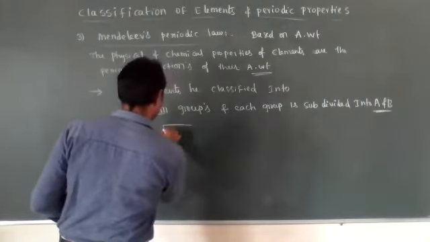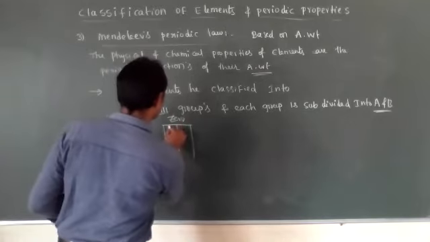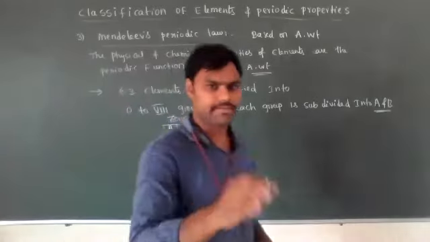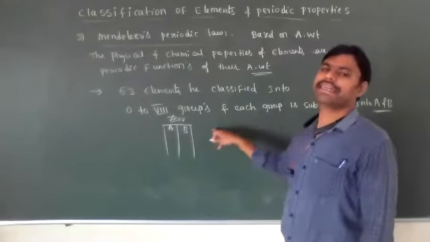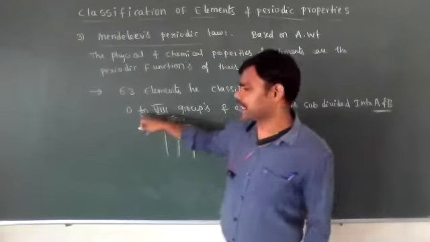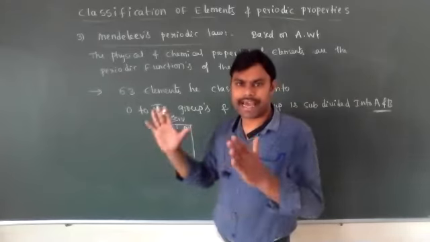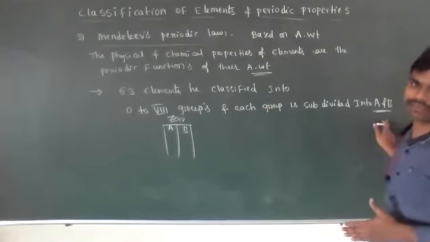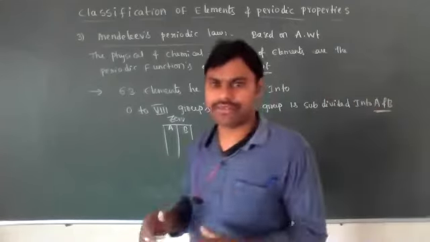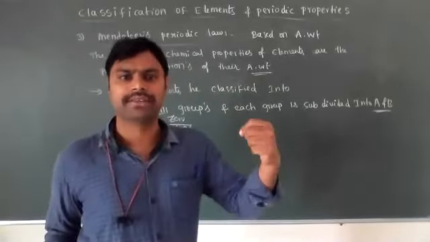For example, the first group is group 0, and again these two parts are present, A and B. Same for all groups. Total 9 groups, since 0 to 8 means 9; 9 into 2 gives 18 groups. But according to Mendeleev, mainly 0 to 8 groups are present, and every group is subdivided into 2 groups, A and B. We just need the idea; for the idea only I am discussing all these things. But what are the important points that we will discuss?